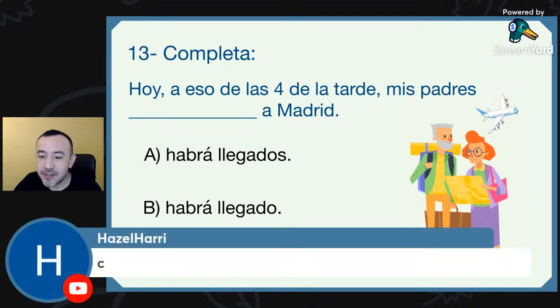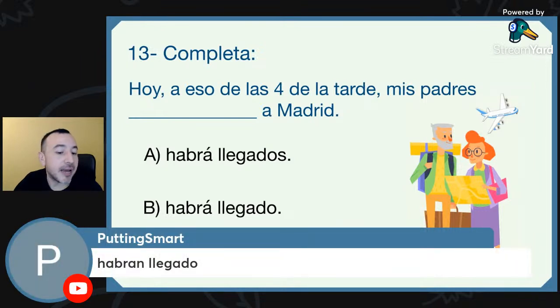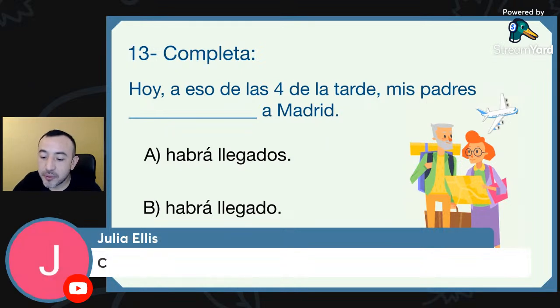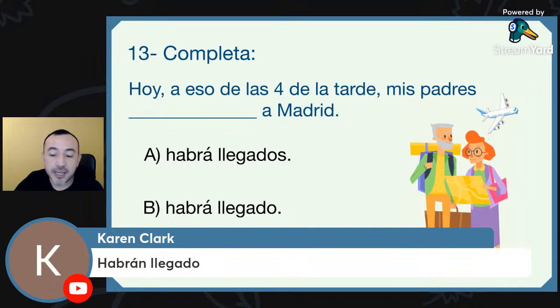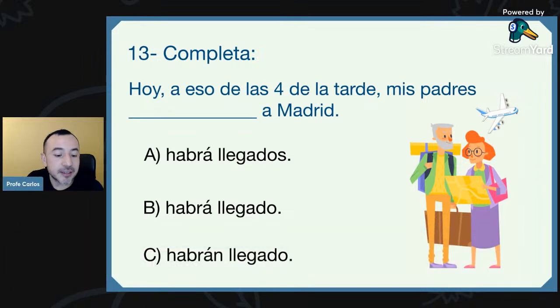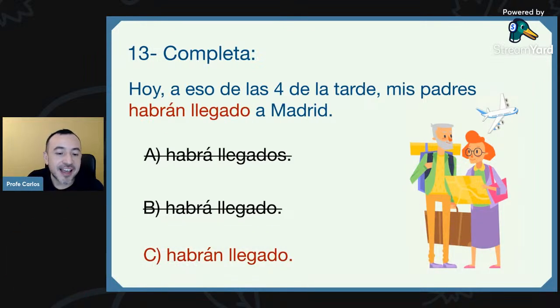What do we have? Hazel is saying C, Jim C. Well done, writing them down. That's always good practice. Julia C and Karen, habrán llegado. And the answer is habrán llegado. Well done, guys. Hoy, a eso de las 4 de la tarde, mis padres habrán llegado a Madrid.